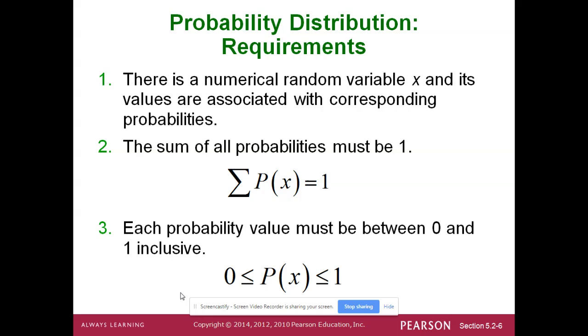The sum of all those probabilities must add up to be 1. Why? It's one situation, and all the probabilities should add up to be 100%, which is 1. The large sigma there is the summation, so the probabilities should add up to be 1. The third one is that each probability is between 0 and 1. All of the probabilities in our distribution have to be between 0 and 1. There should not be any negative probabilities or probabilities greater than 100%. Those don't exist. Those 3 things are requirements for probability distributions.